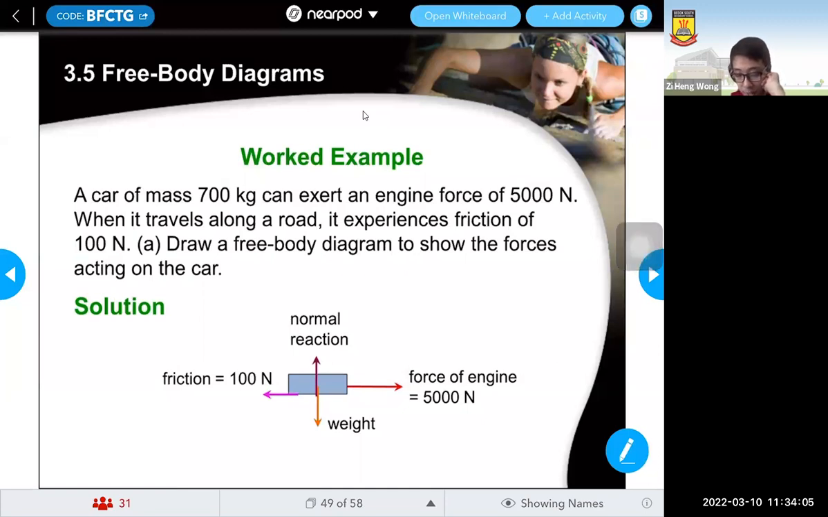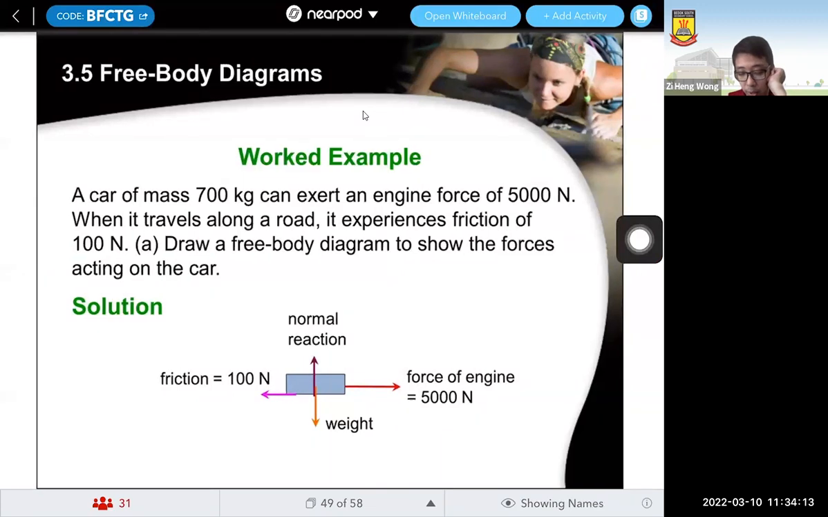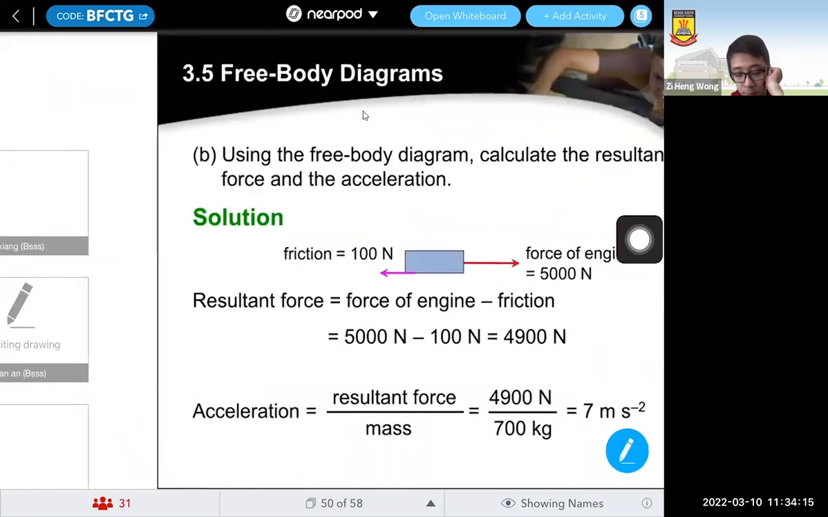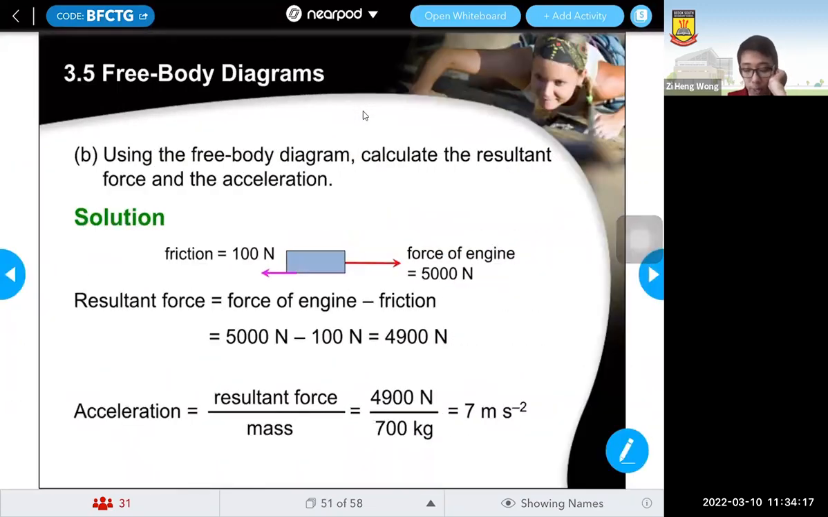Okay, so this is the free body diagram, labeling all the forces on the object. You do not need to draw it to scale, you just need to label. Make sure the direction is more or less correct. Then using the free body diagram, calculate the resultant force and the acceleration.